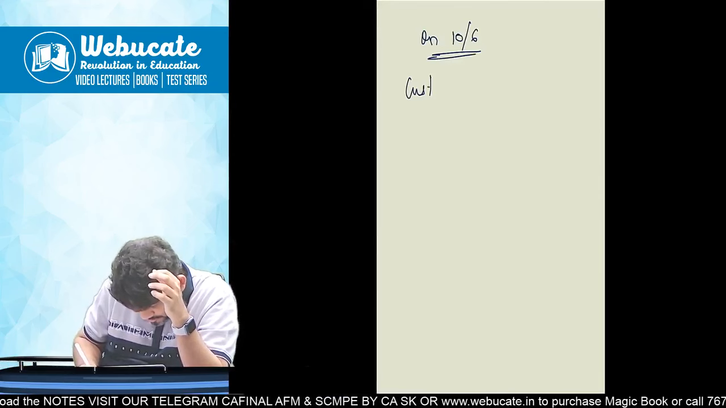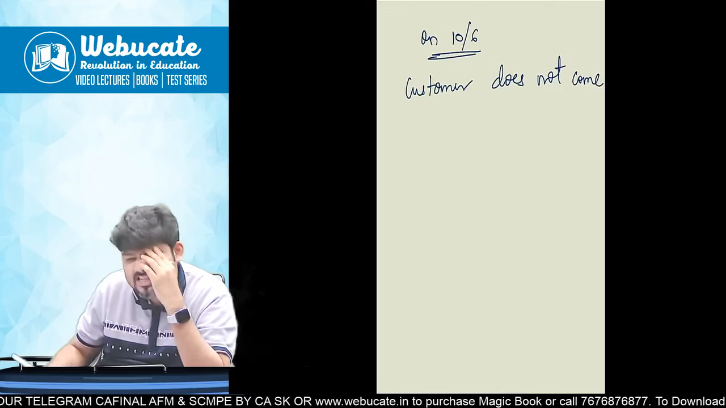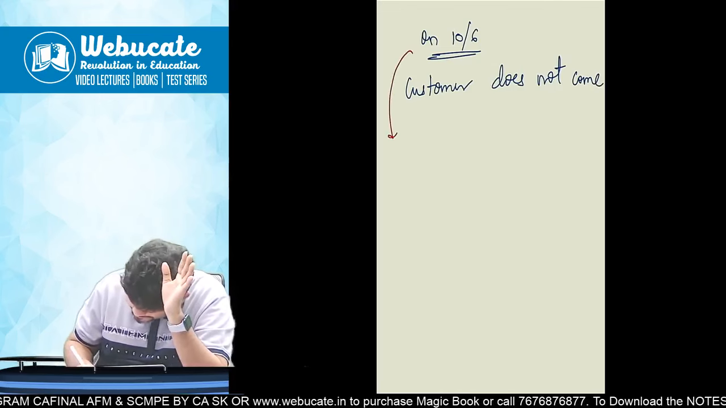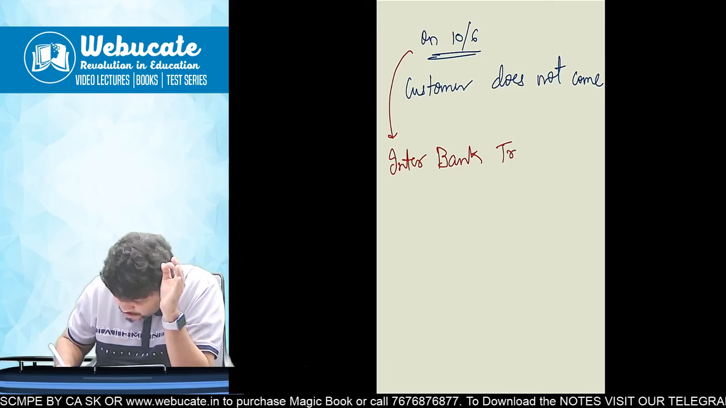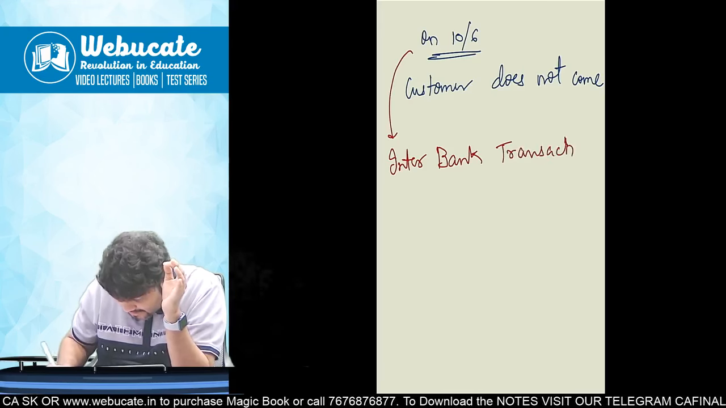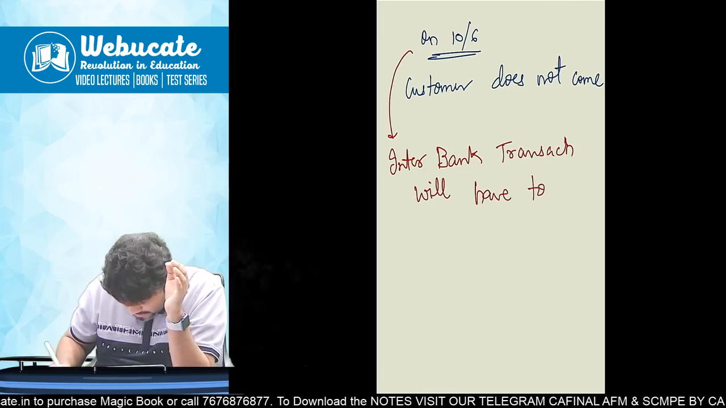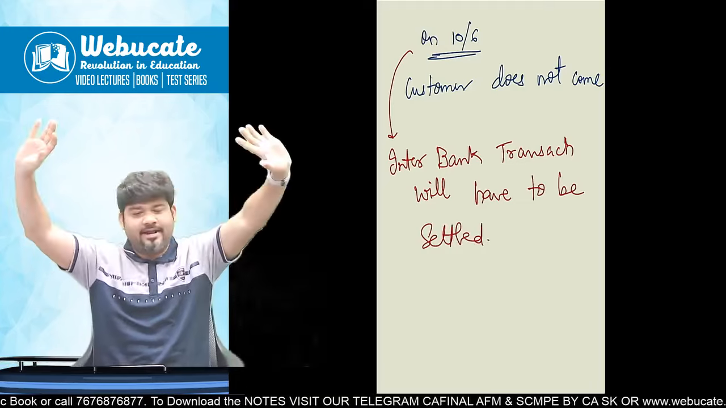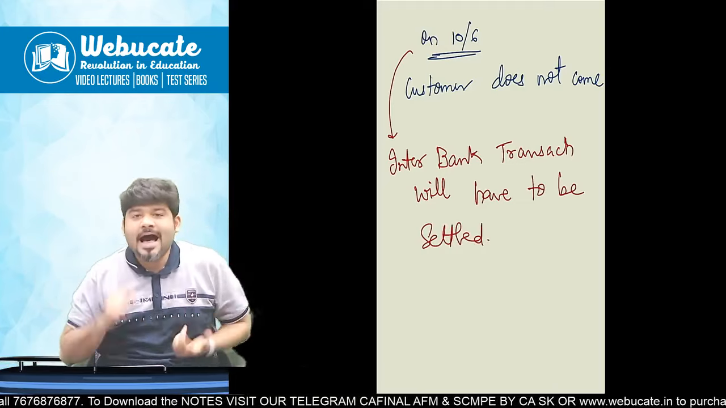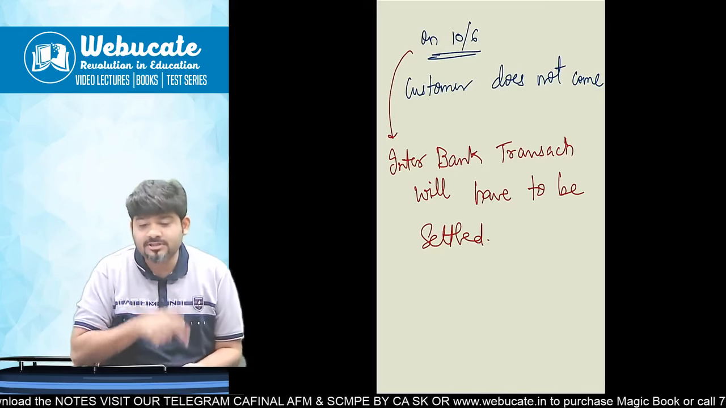On 10th June, customer does not come. Jeez. Now what will happen? The interbank transaction will have to be offset first. Interbank transaction will have to be settled. You cannot say no to interbank. Interbank will say, no, I don't care with your FDI rules that wait for 3 days and all of that. I want my money. I want the contract to be executed, Your Honor, is what bank Y will say.